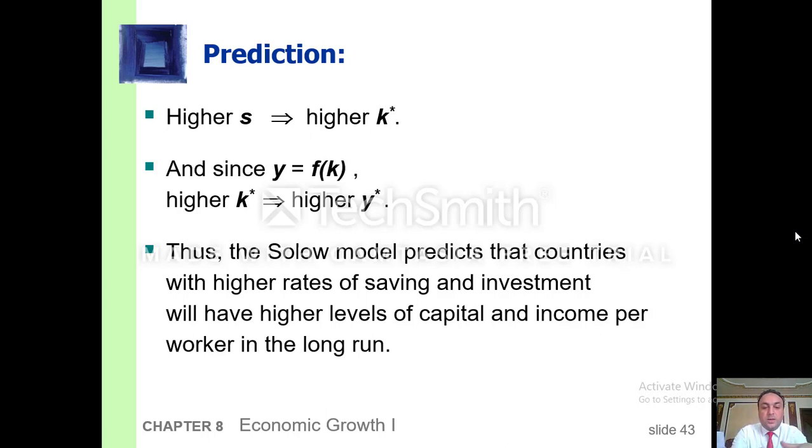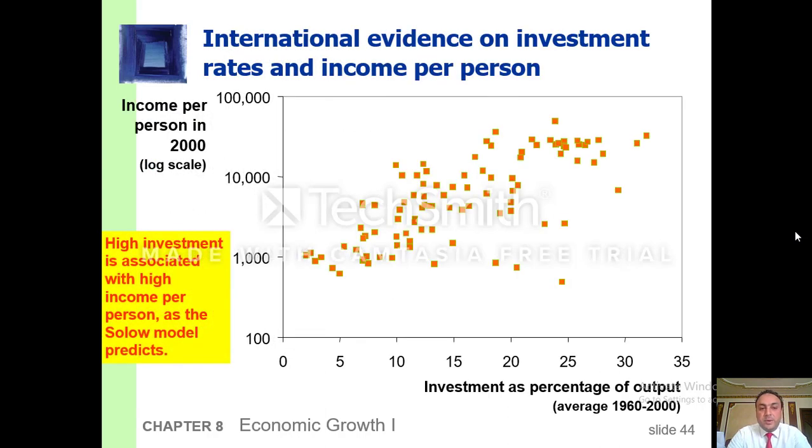This is, in short, what the Solow model wants to say, or what it predicts: that countries that have higher rates of saving will have a higher rate of investment, they will have higher levels of capital and higher income per worker in the long run. This is the prediction. Whether this is true or not, we can see from some implications in the real economies. Like here, for example, international evidence on the investment rates and income per person.